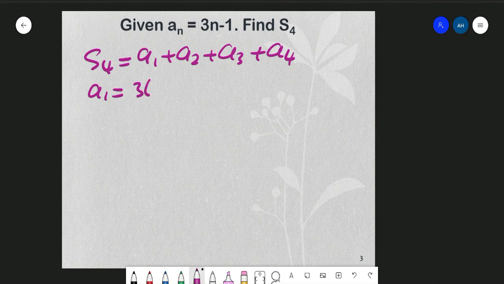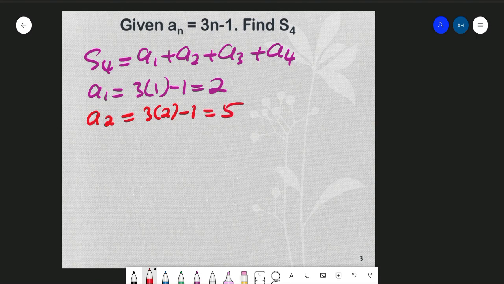So substitute first n equal to 1, 3 times 1 minus 1. 3 minus 1 is equal to 2. Okay, that's the first term, that is A1. Now let's find what is A2. A2 equal to 3 times 2, also minus 1. 6 minus 1 is 5.